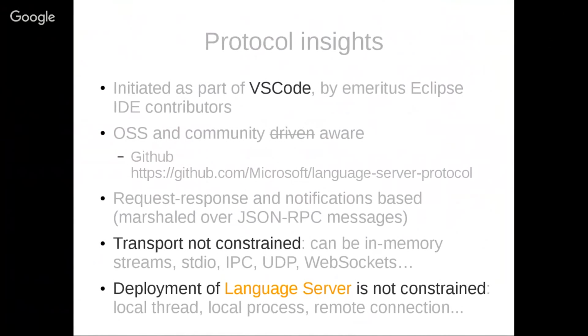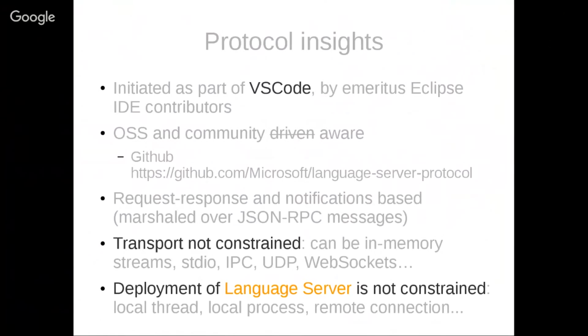Some insights about the protocol and history. It was initiated as part of Visual Studio Code by former Eclipse IDE contributors. And when I say contributors, they are kind of authors, the first contributors to the Eclipse IDE. It's open source on GitHub and it is community aware, in the sense that they really take feedback seriously, they welcome pull requests and so on, but there is no clear governance about what can be merged and when, because it's still owned by the team. So it's not fully community driven, but it's community aware, which is a great thing.